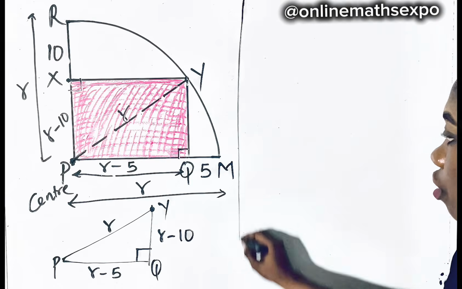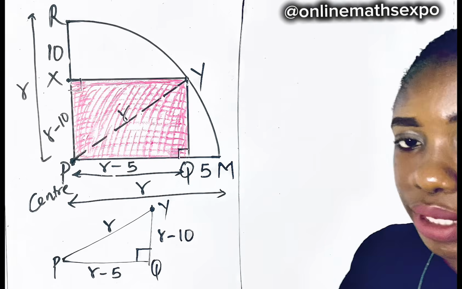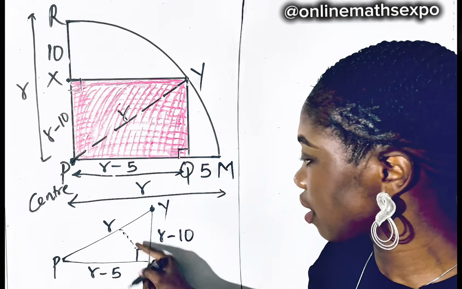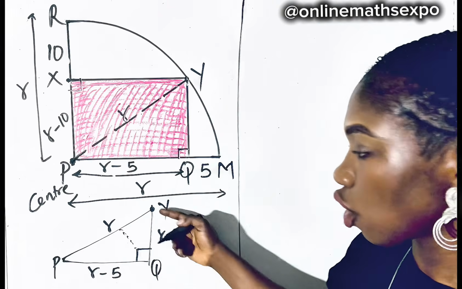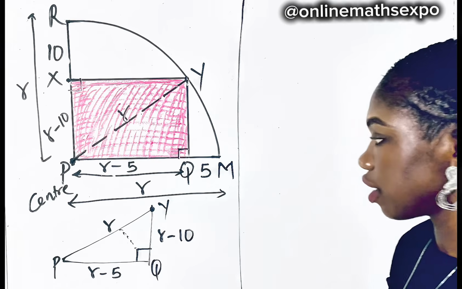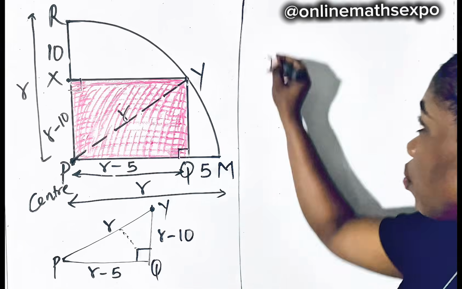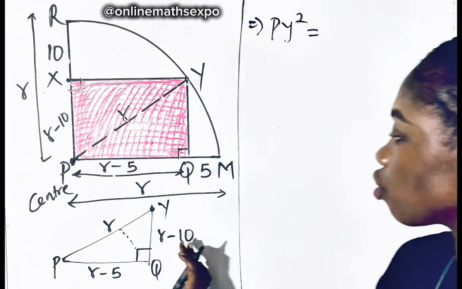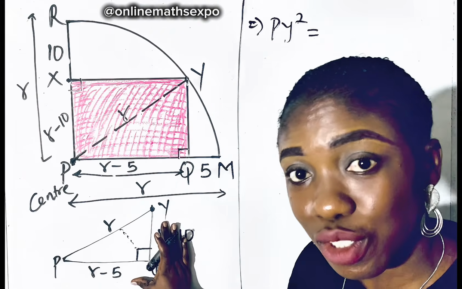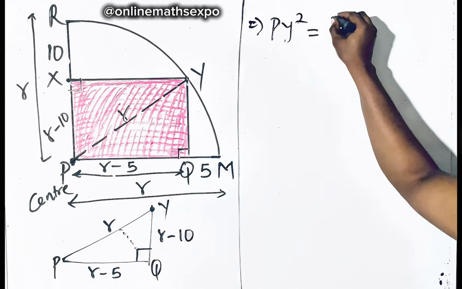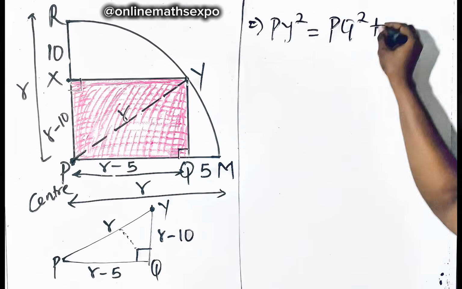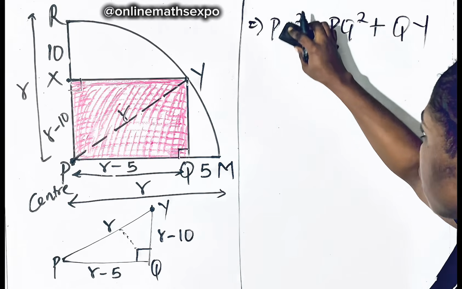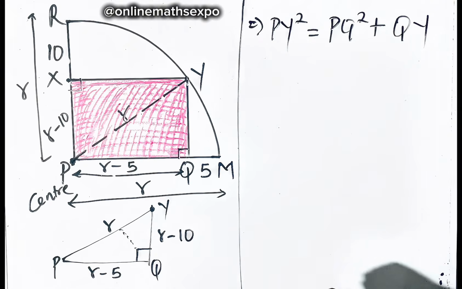Now remember that in using your Pythagorean theorem, the side that is opposite to the right angle, this angle, is always the longest. So what should you do? Square it. So it's going to be length PY. So we have length PY squared should be equal to the sum of the squares of the two legs. So it should be equal to PQ squared plus QY squared. So what should we do? Let's adjust this. So we now substitute.